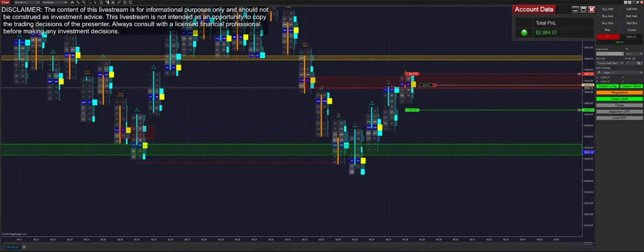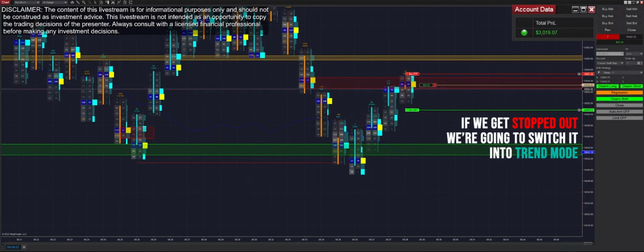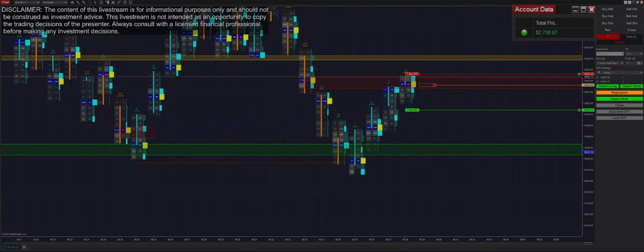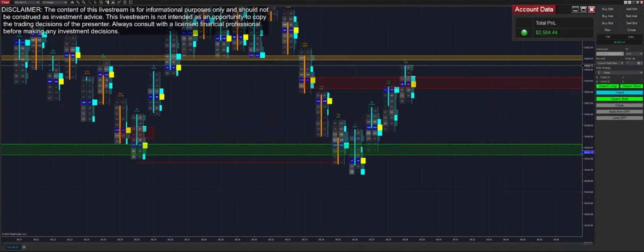You put into a short trade here. If we get stopped out on this, that's a very, very easy trend mode switch. I keep my mouse near the button there to switch into trend. Okay, we got stopped out there, so we're putting it into trend mode. First loss of the day.